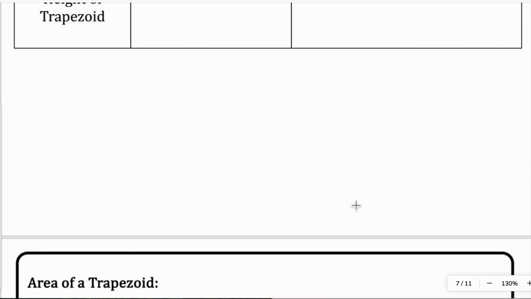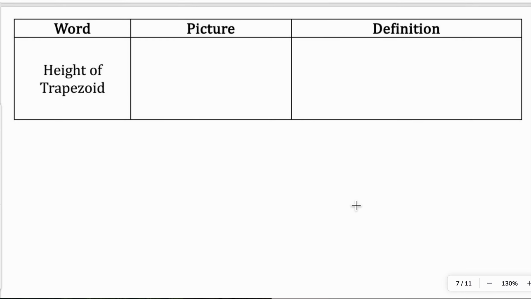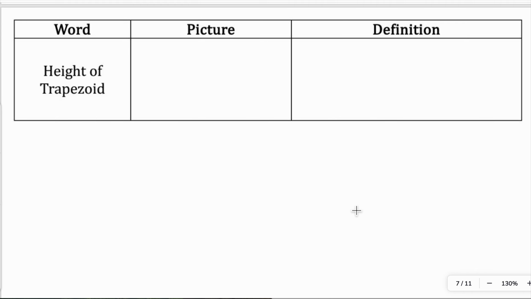Next up, which is page 2 of your notes, we're going to talk about trapezoids and then finish up with kites and rhombi.